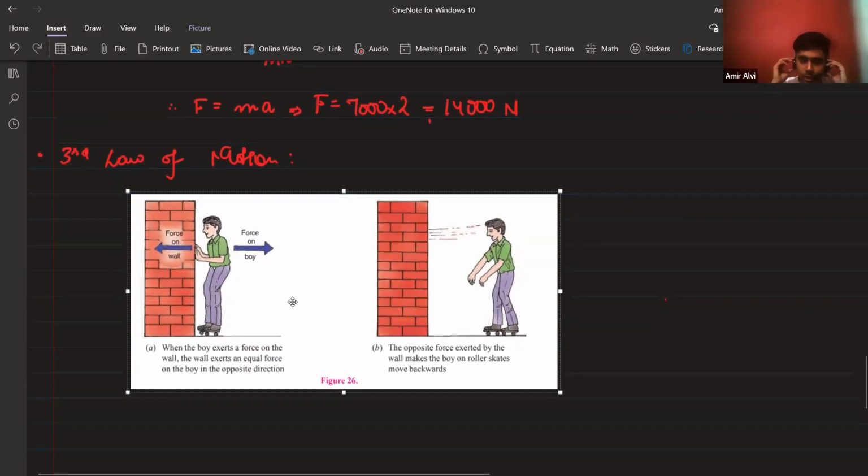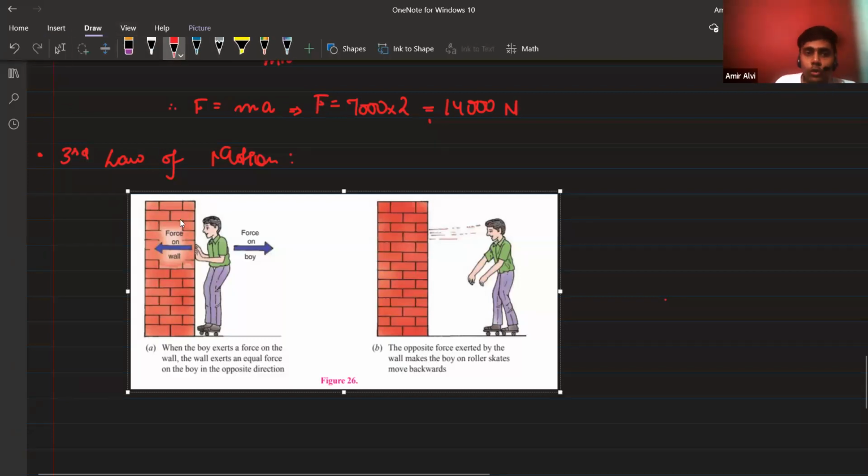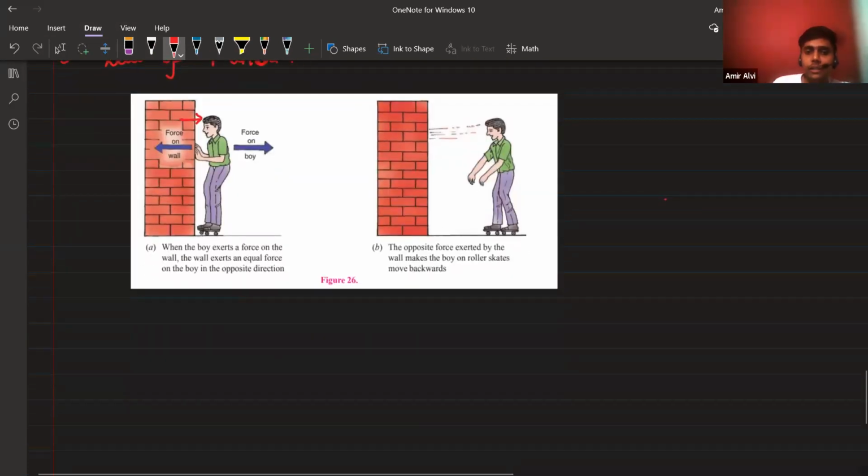Okay, everybody, look at the screen. A boy is basically applying some force on the wall. Yes or no? So the same amount of force will be applied by the wall on the boy as well. Clear? This is one example. Another example is the buffalo and the ox. That's a very common example. I've seen it so many times in my life.